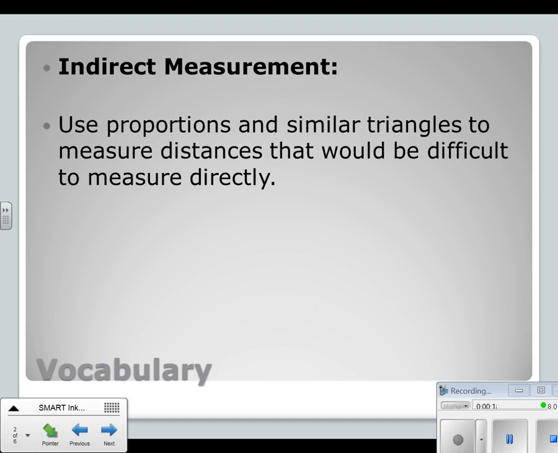Indirect measurement is a way to use proportions and similar triangles to measure distances that would be difficult to measure directly. So we're going to be doing things like finding the height of a flagpole or the height of a tree, the height of a building, the height of a stoplight. Finding those heights or those distances without actually measuring the actual object. We're going to be using a proportion.